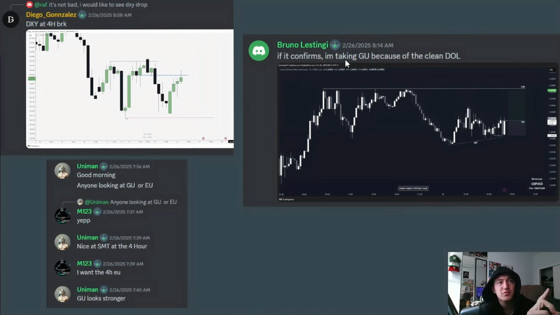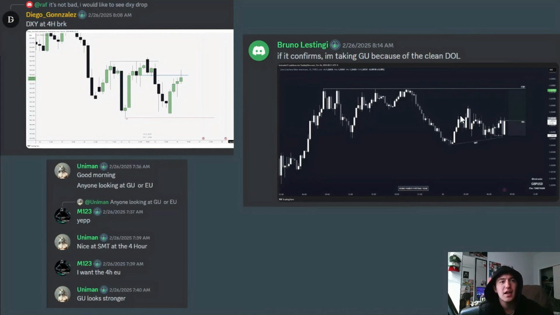If it confirms I'm taking GU because of the clean draw on liquidity, relative equal highs, with the marked up annotations, before I even showed them, they have already implemented and done the work that I didn't even need to do anymore. So I was able to wake up, see what they were doing, trust my students because they're able to replicate my strategy so well. I can look and see what they're doing and just copy it.